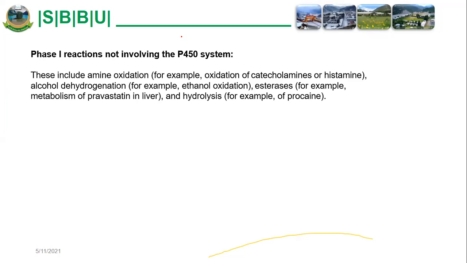There are certain kinds of phase 1 reactions that do not involve the P450 systems. What are they? Amine oxidation, for example, oxidation of catecholamines and histamines. Alcohol dehydrogenation, for example, ethanol oxidation; steroid metabolism in the liver; and hydrolysis, for example, of proteins. They are not catalyzed by the P450 systems. They utilize certain other enzymes, as I mentioned in my previous slides.